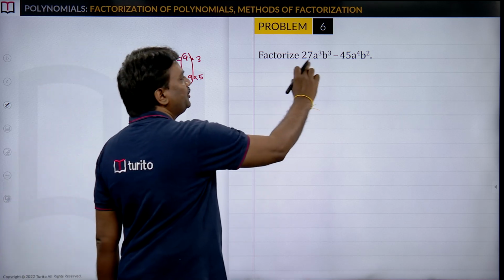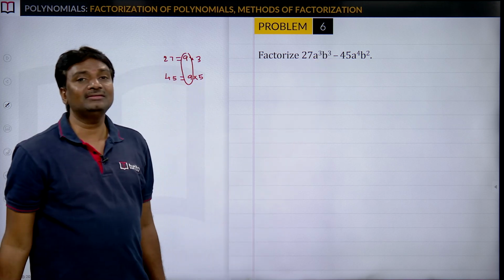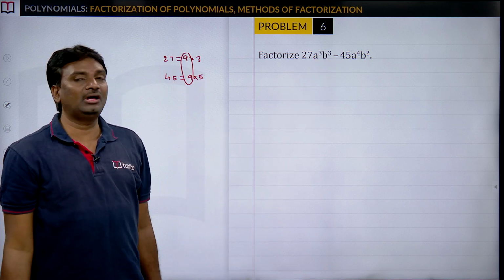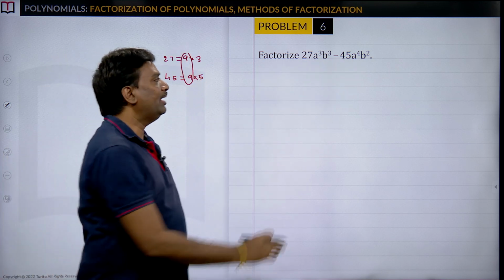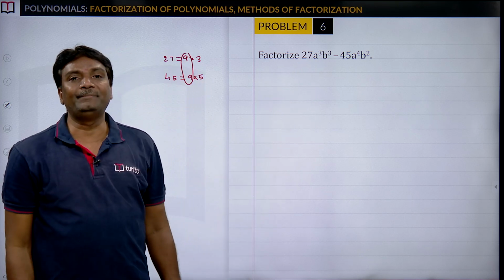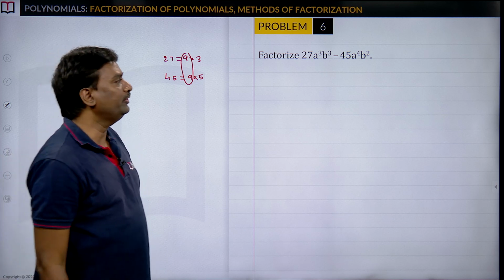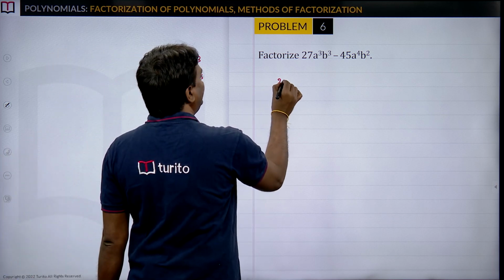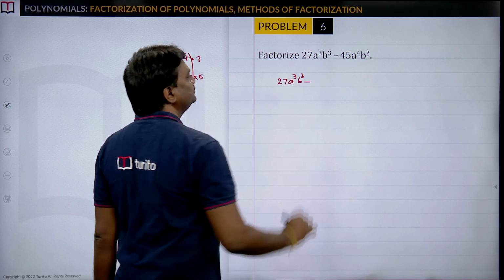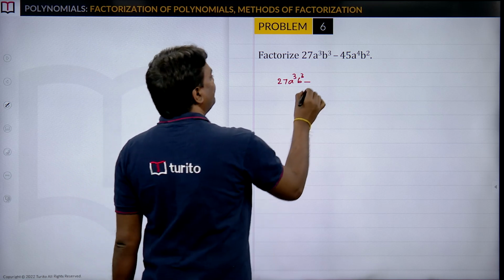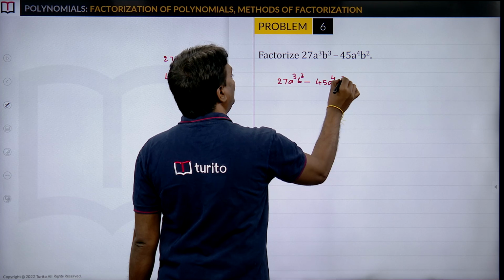Next, here we have a cube, here we have a power 4, where a power 4 can be written as a cube into a. So, a cube is also a common factor. Here we have b cube, here we have b square, where b cube can be written as b square into b. So, that is why b square is also a common factor. So, 27 a cube b cube minus 45 a power 4 into b square.